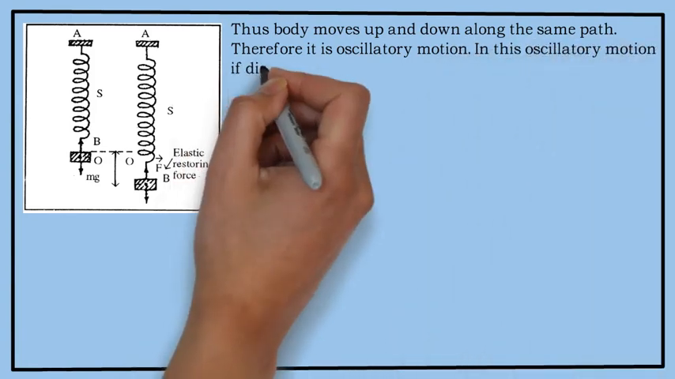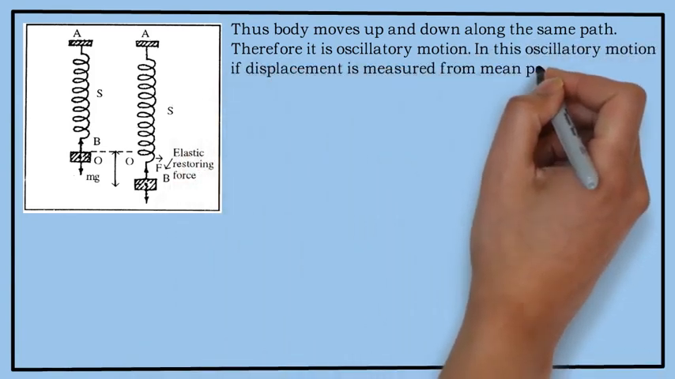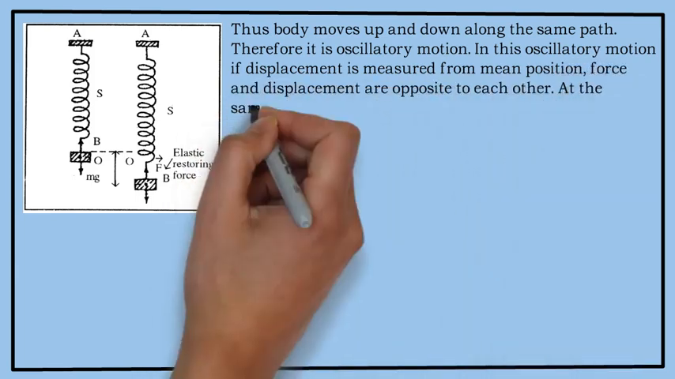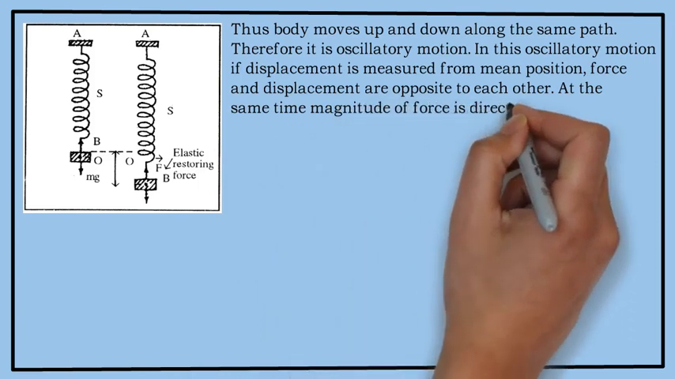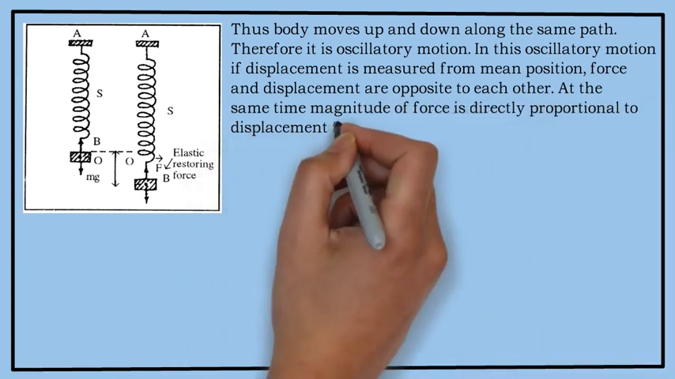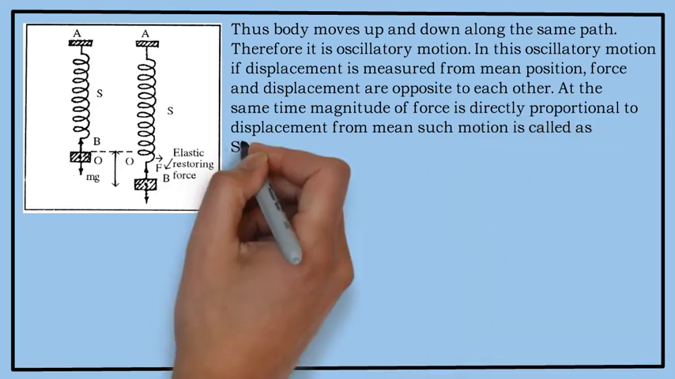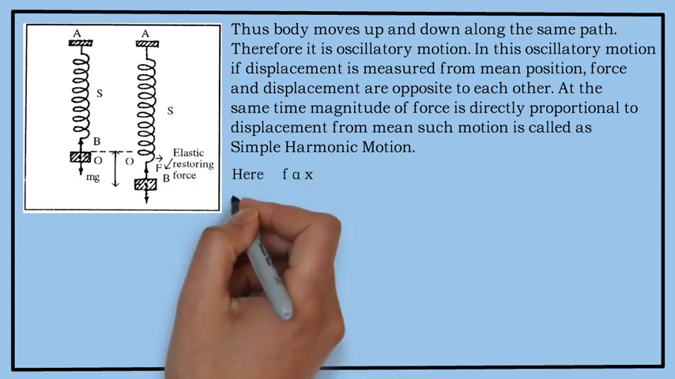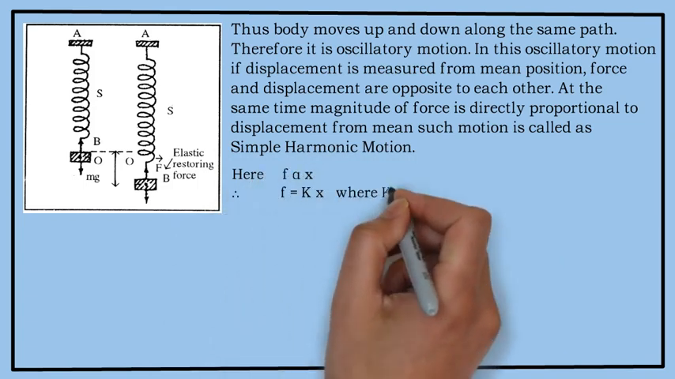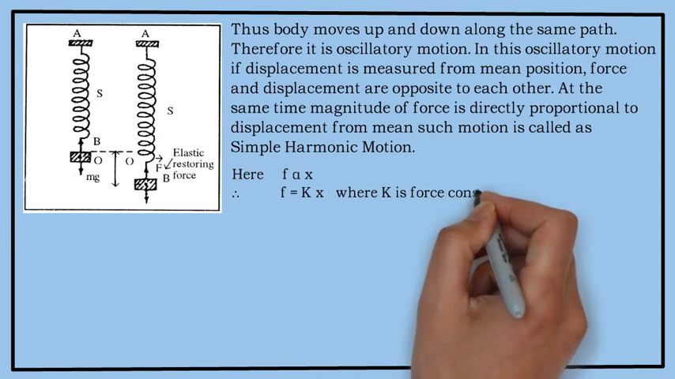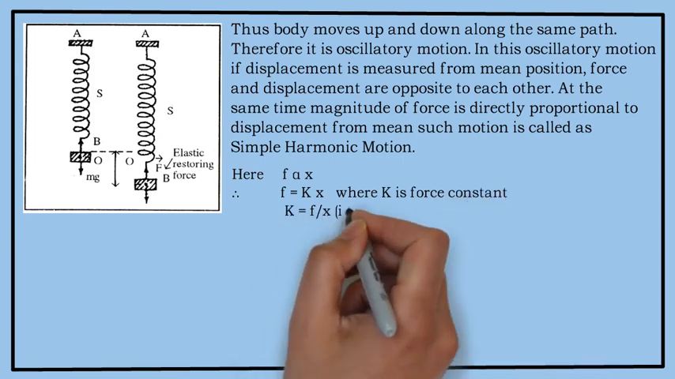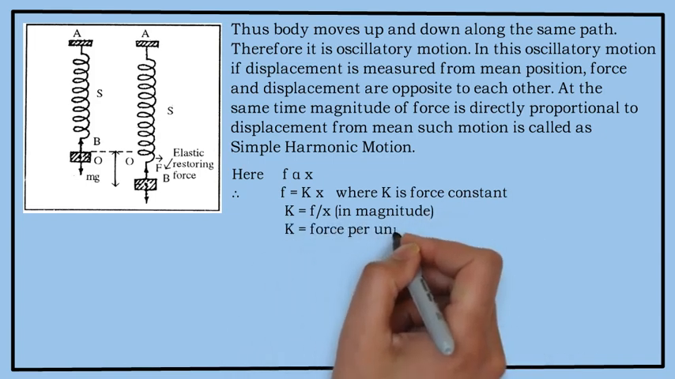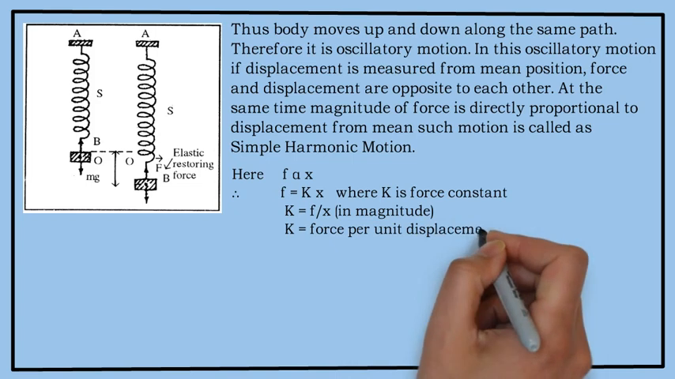In this oscillatory motion, if displacement is measured from the mean position, force and displacement are opposite to each other. At the same time, the magnitude of force is directly proportional to the displacement from the mean position. Such motion is called simple harmonic motion, where F is directly proportional to x. Now, since there is a proportionality, there has to be some constant. The constant here is called the force constant, which is F is equal to K into X, where K is equal to F upon X.